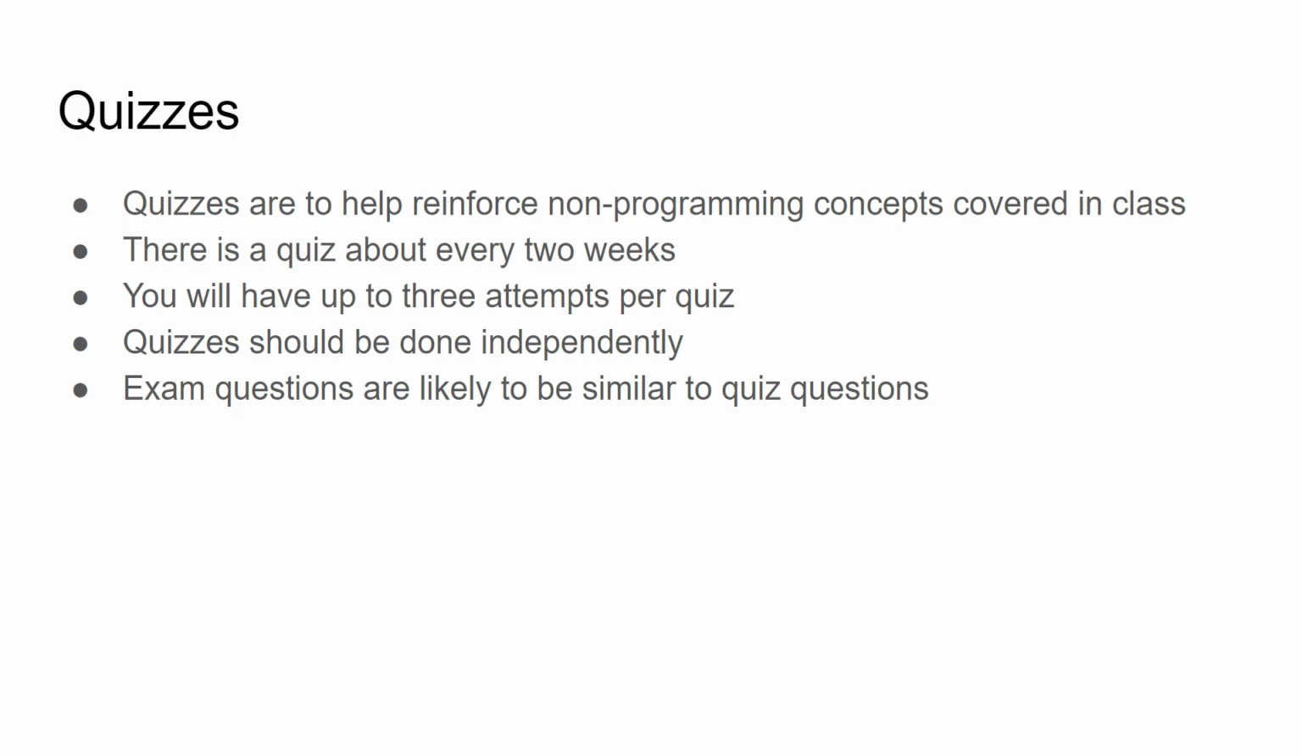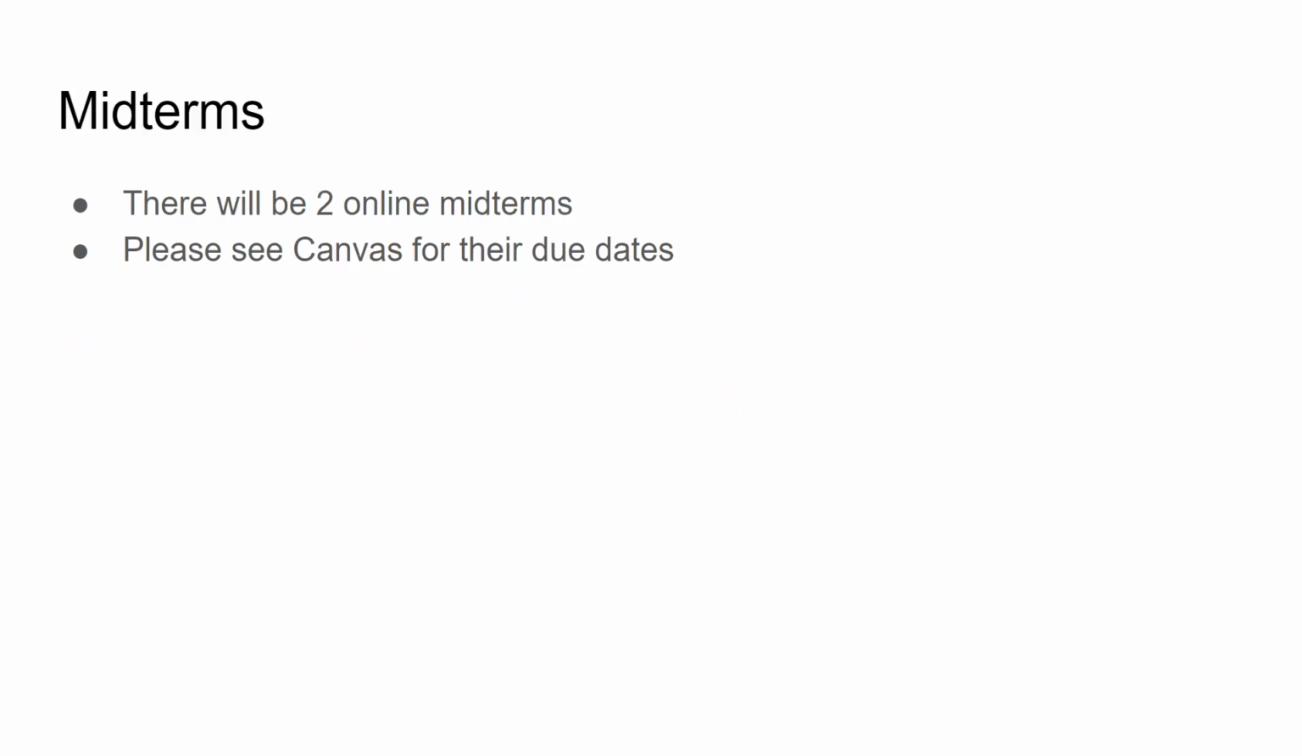There's a quiz about every 2 weeks. If the quizzes are on Canvas, you'll have 3 attempts per quiz. If the quizzes are on Mimir, you'll have an unlimited number of attempts, because Mimir doesn't support giving you a fixed number of attempts yet. So we'll see how that goes. You need to do your quizzes independently, and your exam questions are very likely to be similar to your quiz questions. So if you got the quizzes down, you should be really good for doing the midterms and finals.